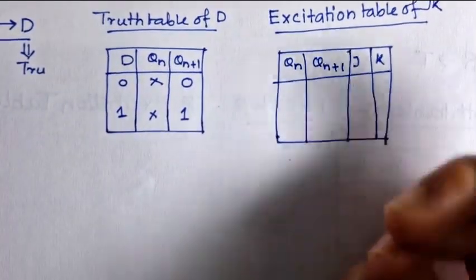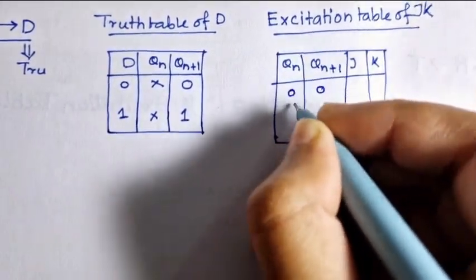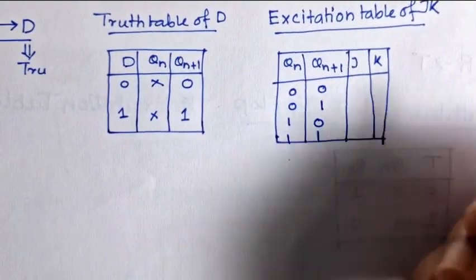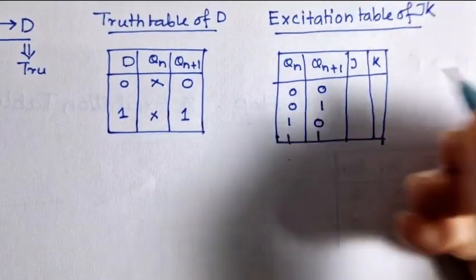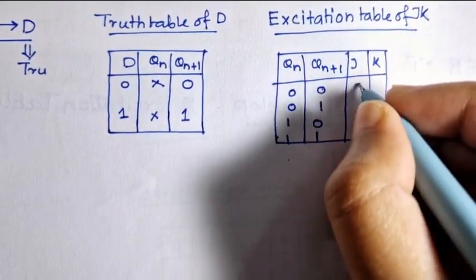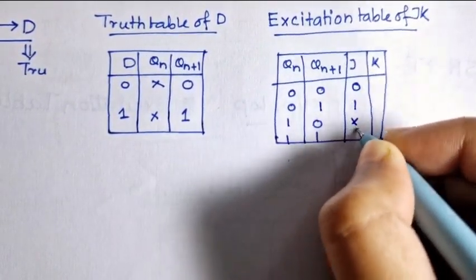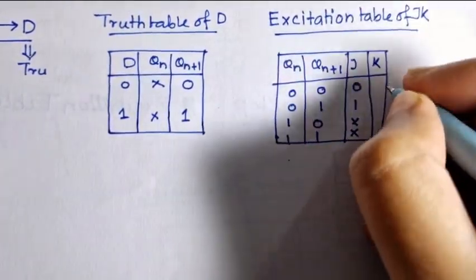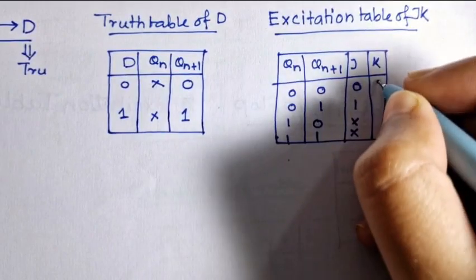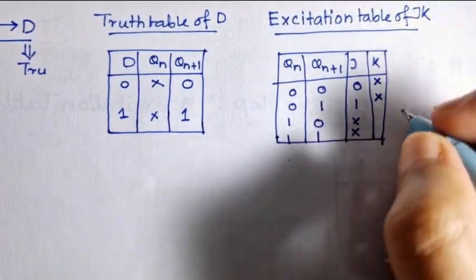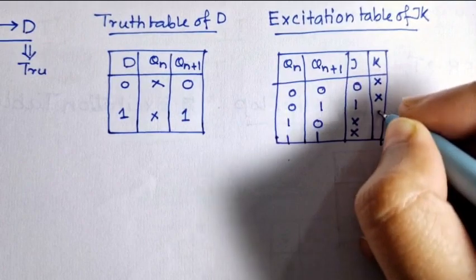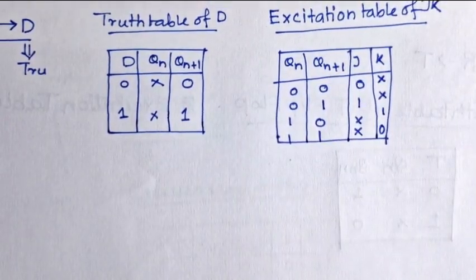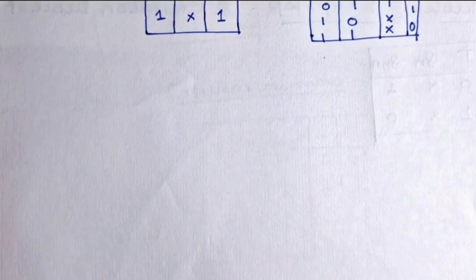So the four combinations are 0 0, 0 1, 1 0, 1 1. We must remember the J column in the excitation table, that is 0, 1, x, x. And just the opposite sequence is put in K: x, x, 1, 0. It makes our computation fast if we remember it. In this way, the truth table and excitation table are ready. The next step is to make the conversion table.